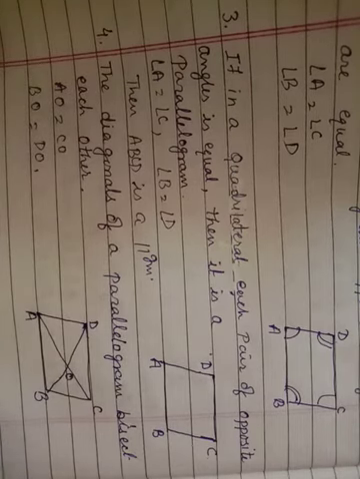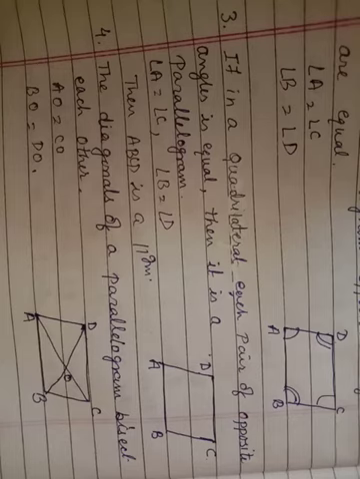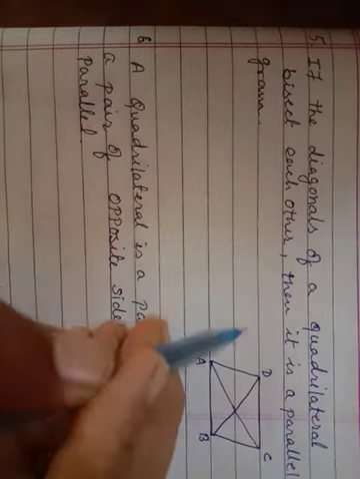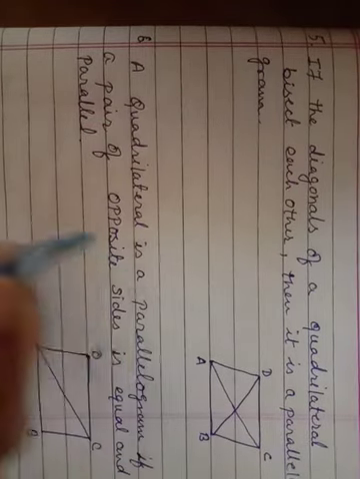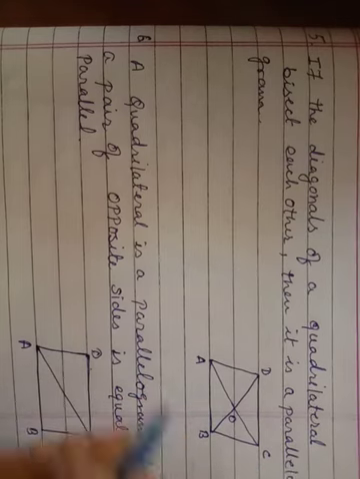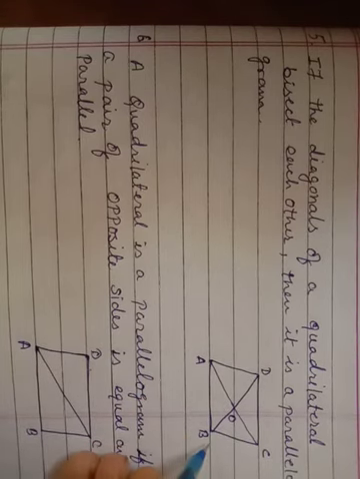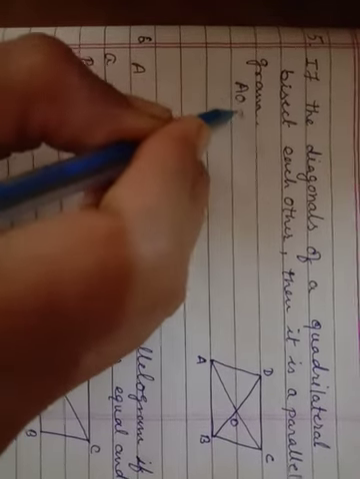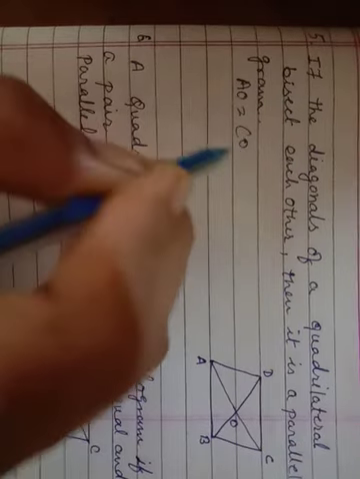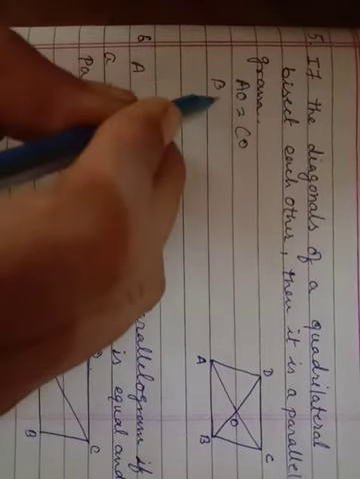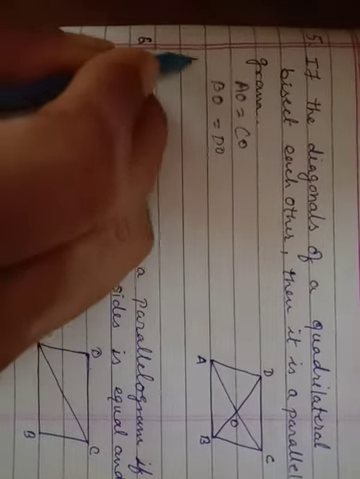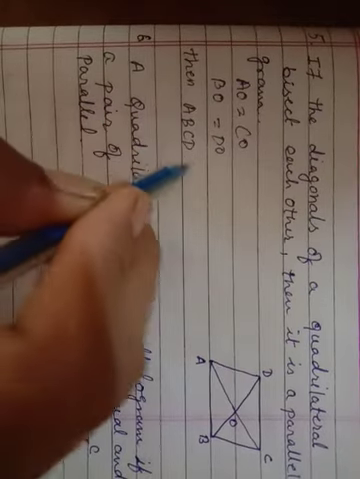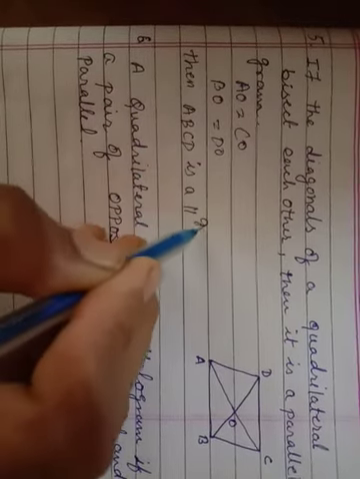All these properties, some of the properties you have done in class 8 also. The next theorem, if the diagonals of a quadrilateral bisect each other, then it is a parallelogram. Okay, it means this is a quadrilateral ABCD, diagonals AC and BD intersect each other at O. So if AO is equal to CO and BO is equal to DO, this is the converse of the previous one, then we can say that ABCD is a parallelogram.